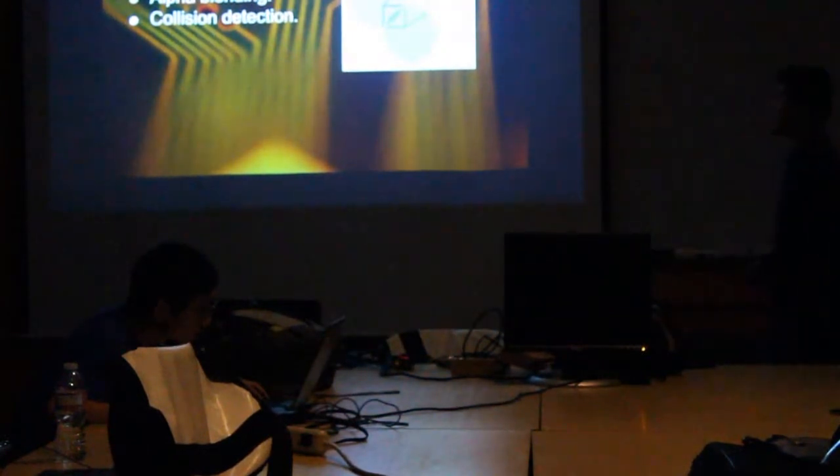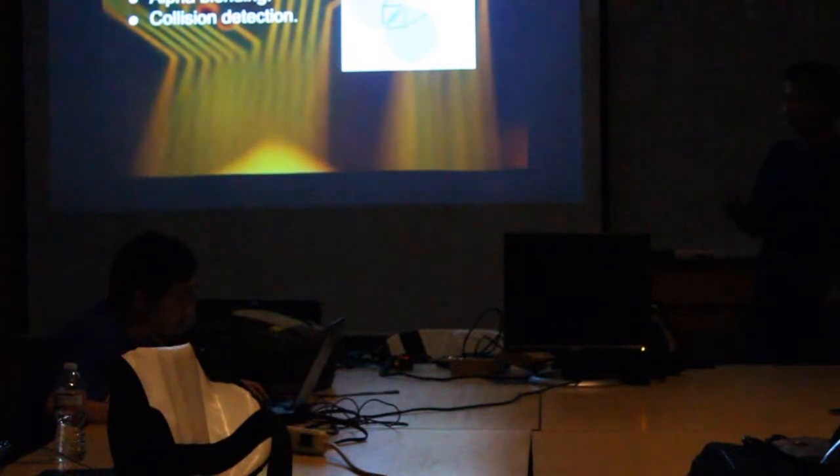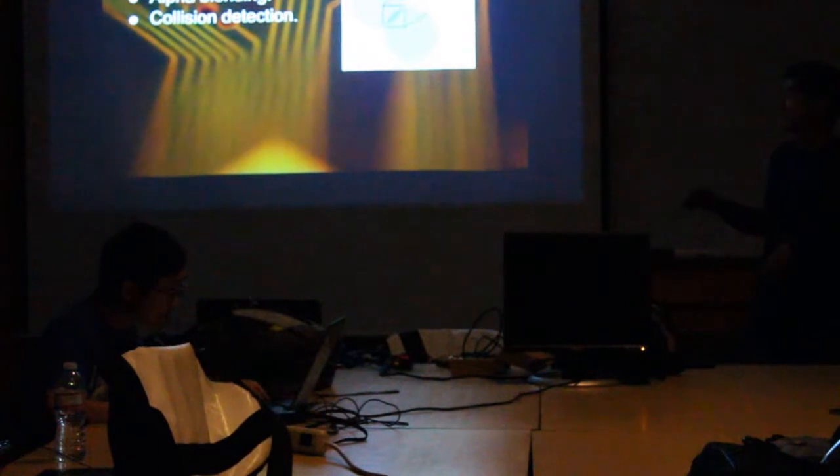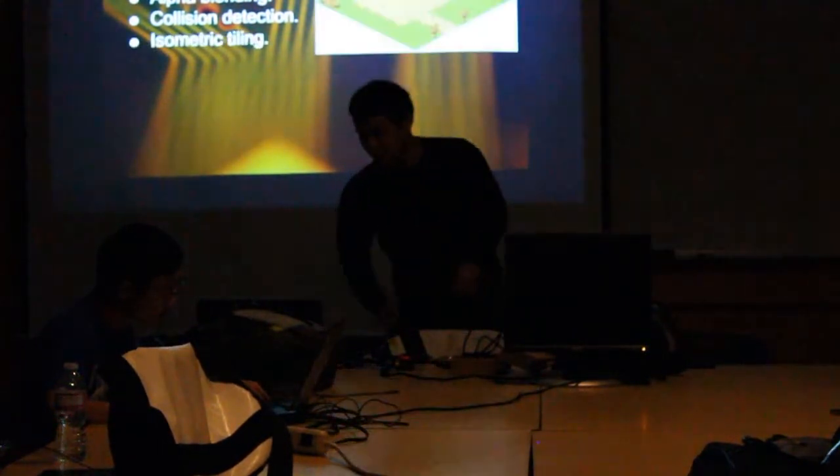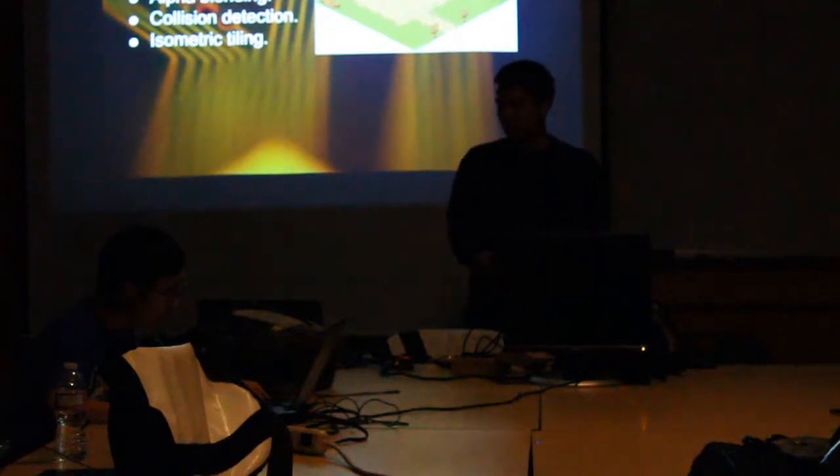I want to have hardware collision detection, so you don't have to go manually check every pair of objects to see if they're colliding, because that just takes a really long time. Isometric tiling.